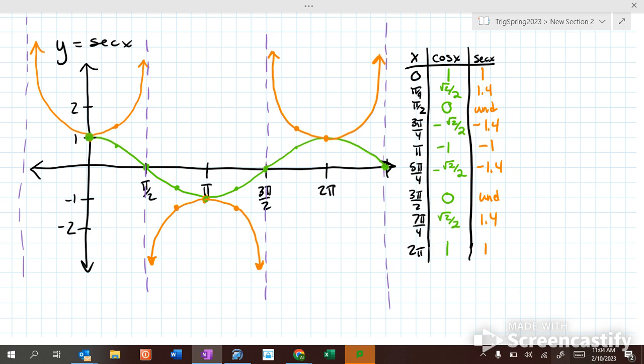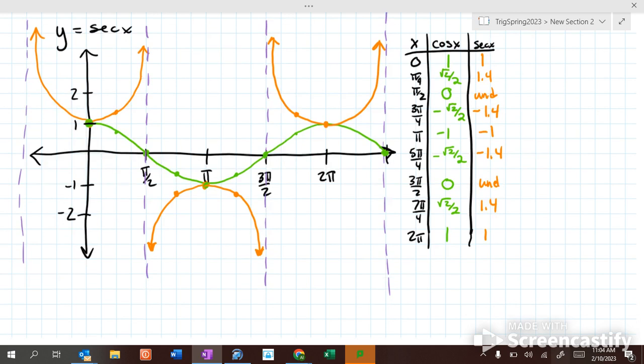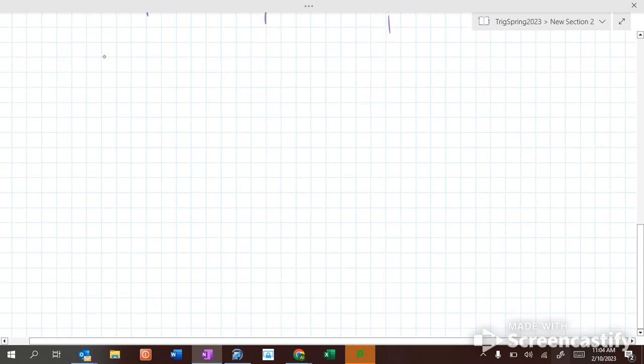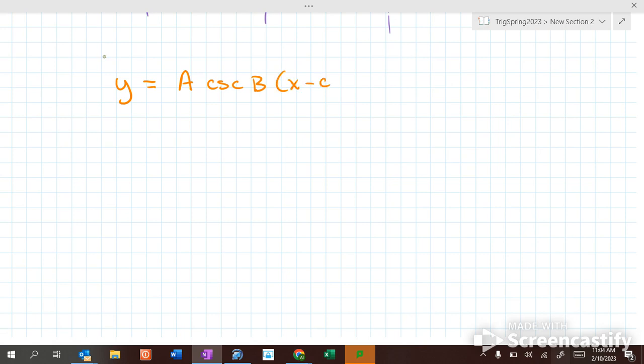Okay, now, we aren't just graphing secant and cosecant because that would just be too easy. So we could graph y equals a cosecant of b times x minus c plus d, couldn't we? Sure. Yes. We could, but we're probably not going to get that far into it.